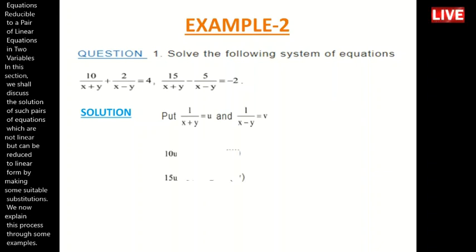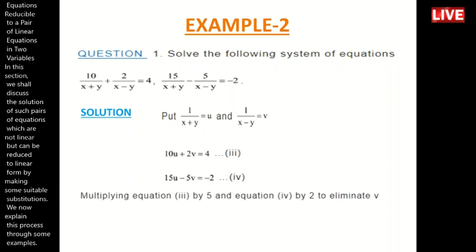When we put these things in the equations, it gives us 10u plus 2v is equal to 4 and 15u minus 5v is equal to minus 2. These two equations are in the form of linear equations and we can solve them by any of the methods, either by using elimination method or cross multiplication method. It is your choice. Now to solve it by elimination method again, multiply equation number 3 by 5 and equation 4 by 2 to eliminate v, and we will get 50u plus 10v is equal to 20, 30u minus 10v is equal to minus 4.